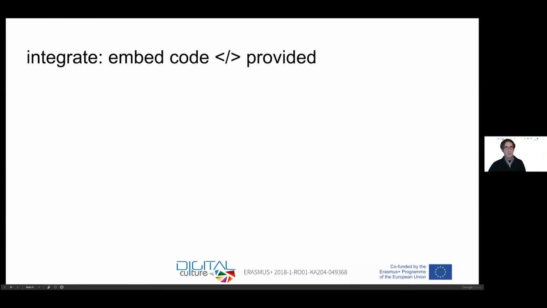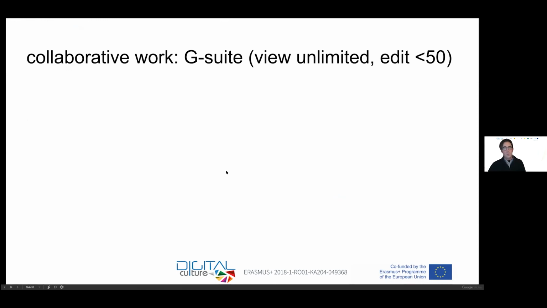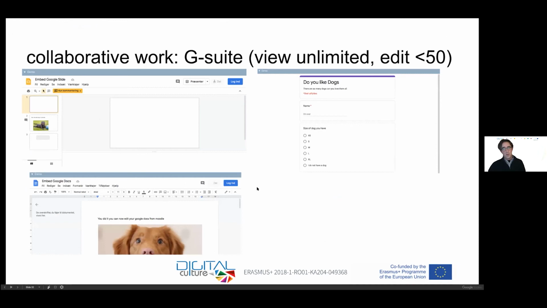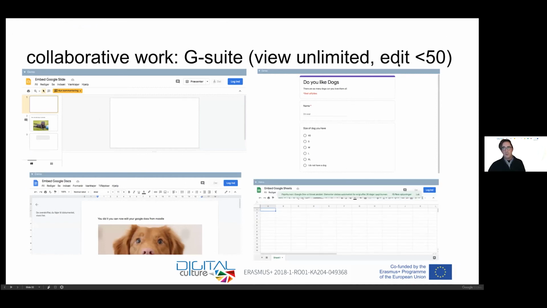So we can embed pretty much anything that provides an embed code. Many activities or third-party apps provide these embedding codes. You can often see this with this kind of icon or symbolism. And what you can do is, for example, the whole Google suite you can use. For example, you can include slides, forms, Word documents, spreadsheets. If you have fewer than 50 students, they can even collaborate in these and edit this at the same time. If they just want to view, it's unlimited. That's what we're currently doing.